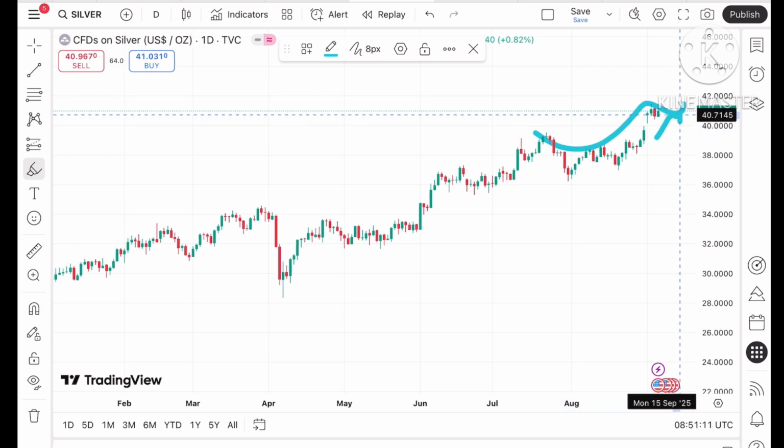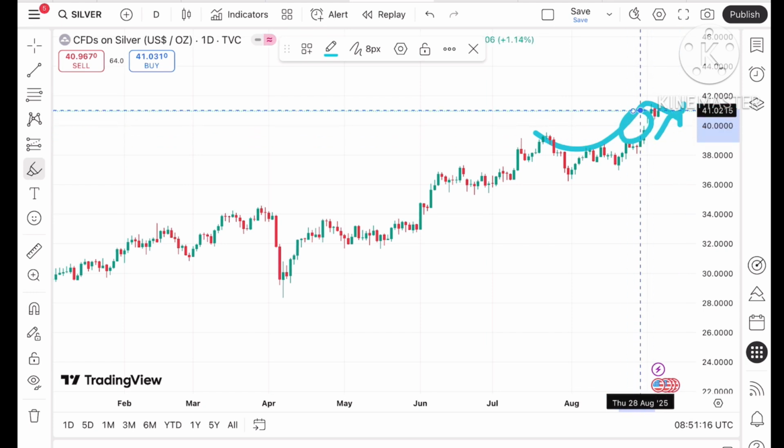Okay, but if the price starts going below a level of 40.7, chances of touching 40.2, and this gap can be filled at this level.